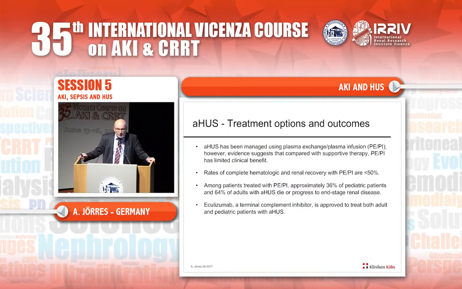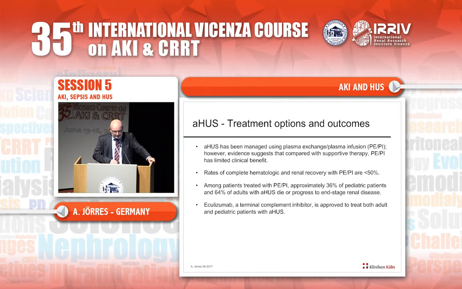Now, what treatment options do we have? Over the years, and especially before we had a better understanding of the underlying dysregulation of the complement cascade, HUS has been managed mostly using plasma exchange and/or plasma infusion. However, many data suggest that there is only a limited effect of plasma exchange therapy, with only about 50% of the patients really responding with improving of kidney function.